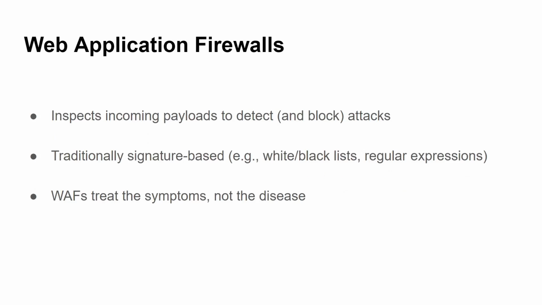Okay, so web application firewalls are really useful in this instance because we can use them as a black box tool to inspect incoming payloads in our system, and we can detect and of course block attacks. So mainly web application firewalls are signature based, in which they have a whitelist or a blacklist of possible payloads, and we also have regular expressions to generalize those. But of course, the problem with web application firewalls is that they treat the symptoms and not the disease itself. So while web application firewalls try to block incoming attacks, they do not deal with real vulnerabilities. So the vulnerabilities are still there, and an attacker could try to bypass the WAF and still exploit the vulnerability.